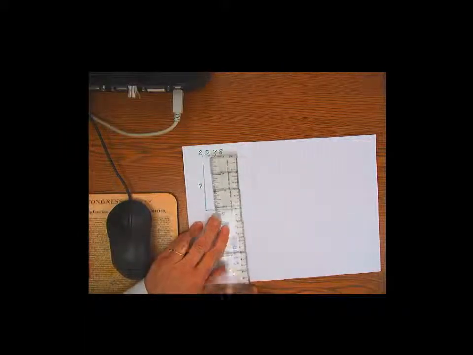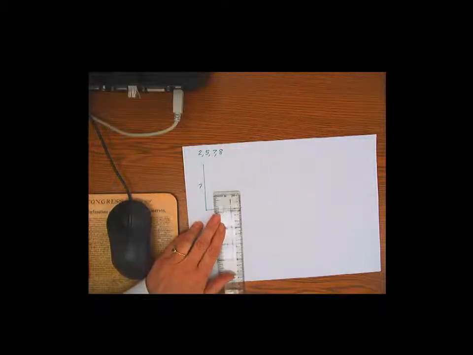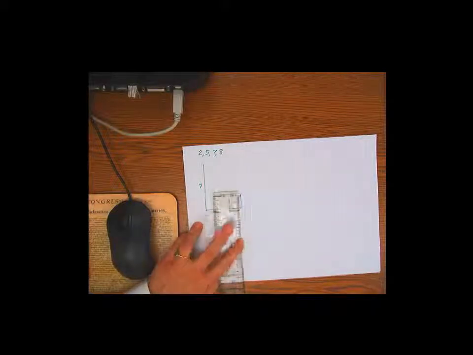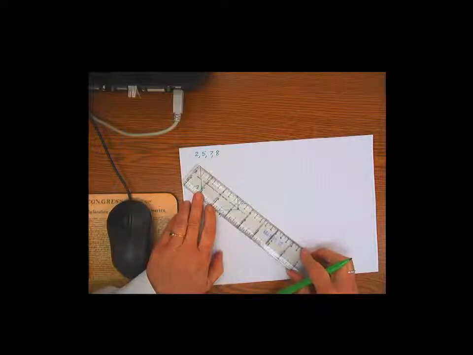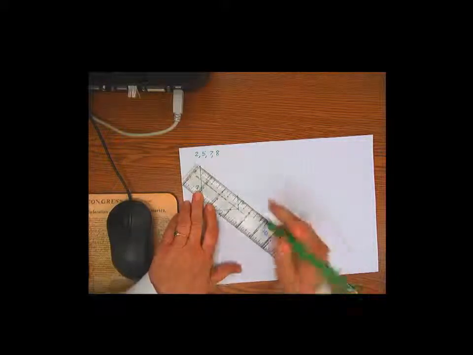Actually, you know what? Let's do something different. Then I'm going to try my 2. Okay, and now let's see if 8 will work. Oh no, it doesn't. It's 7 this way. Dang. So that one's not going to work that way.